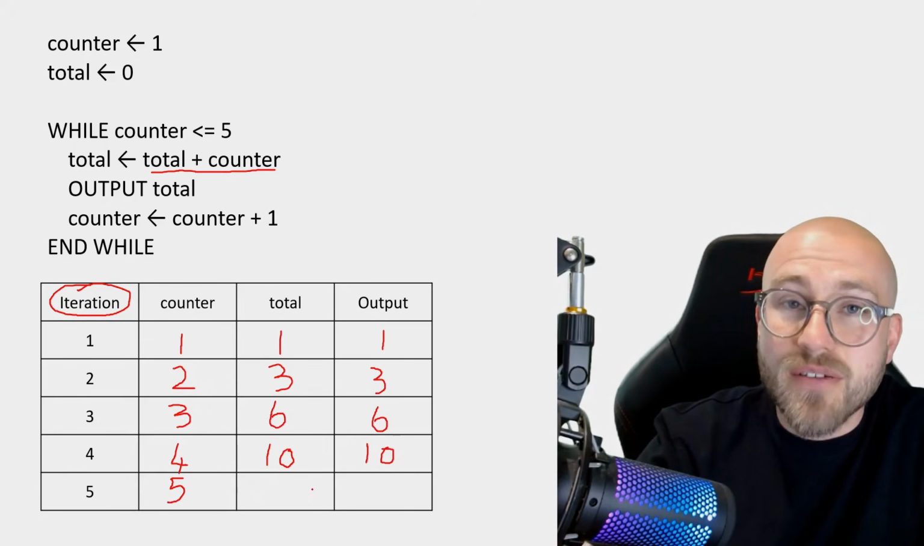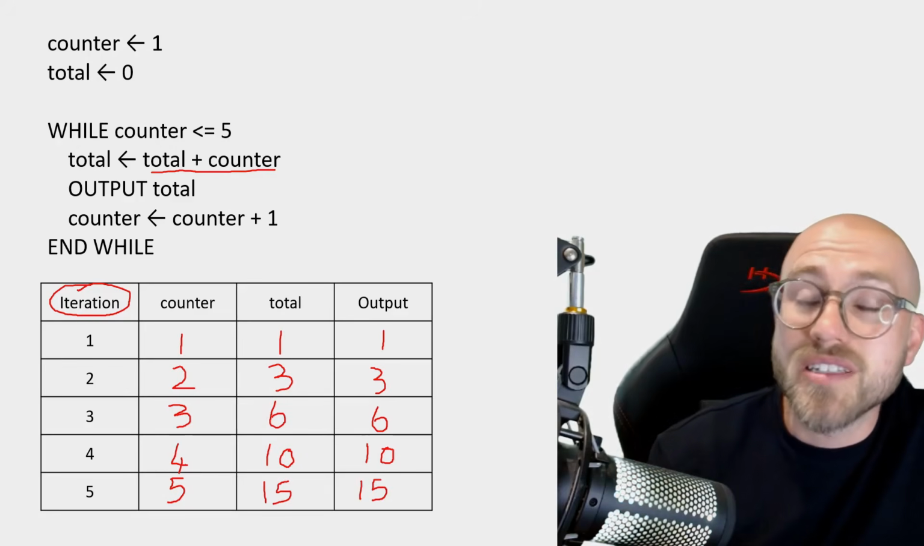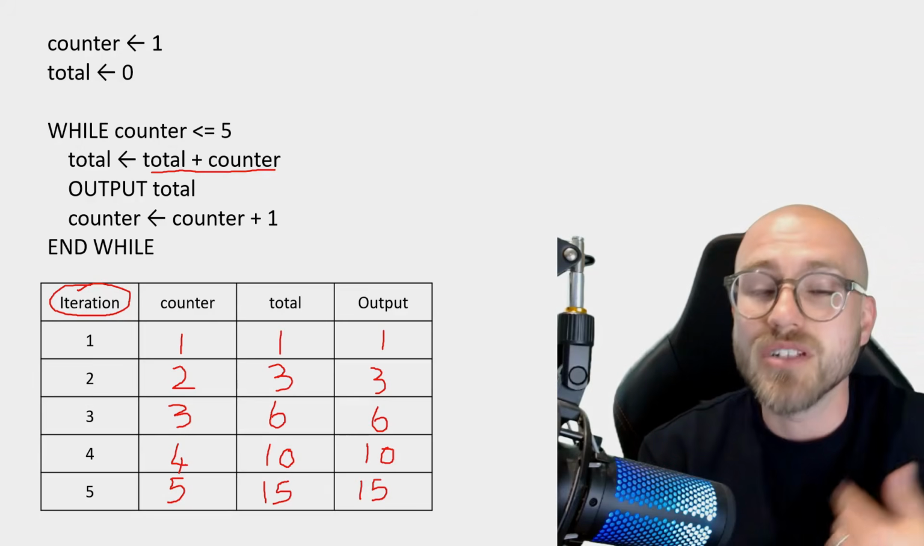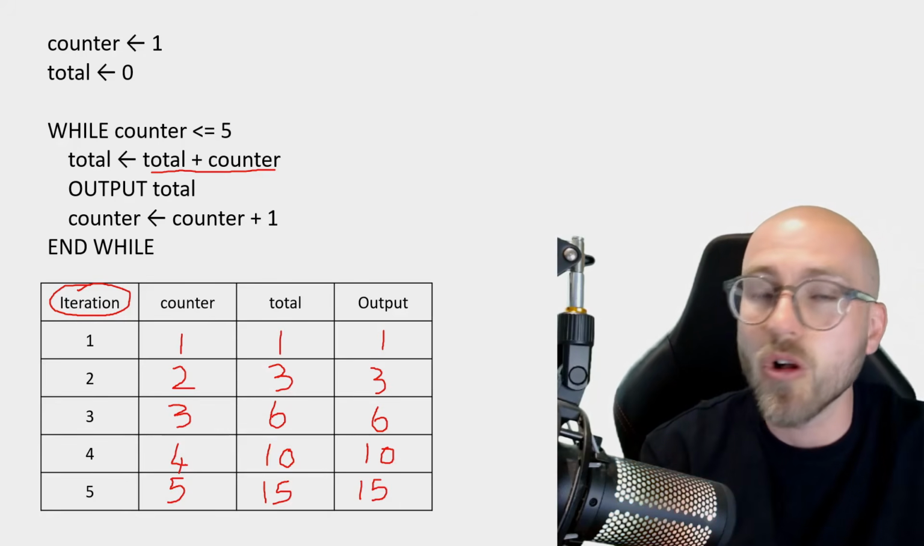So our counter is at 5. Our total was currently at 10, so it's 10 plus 5, which gives us 15, which means that the output to the user is 15. So this is what a completed trace table looks like. It would allow the user to see exactly what is happening with all of the variables and outputs throughout the whole program.